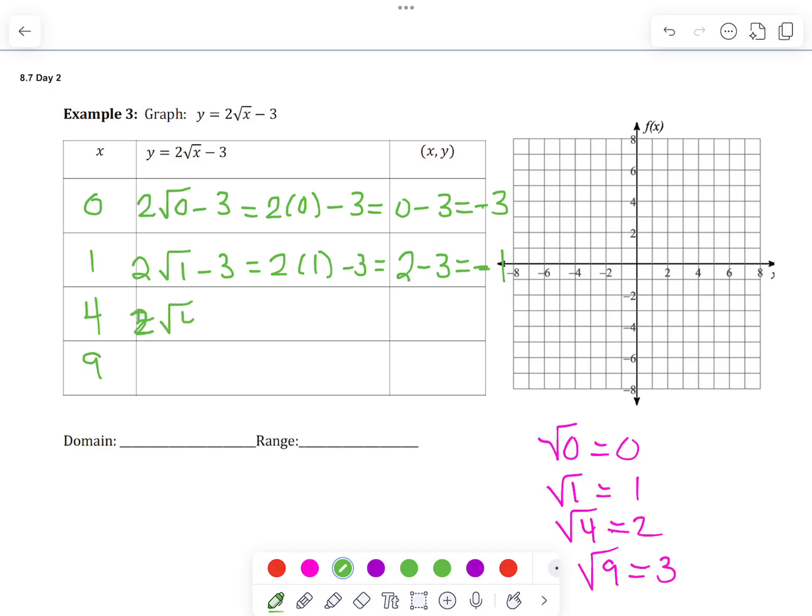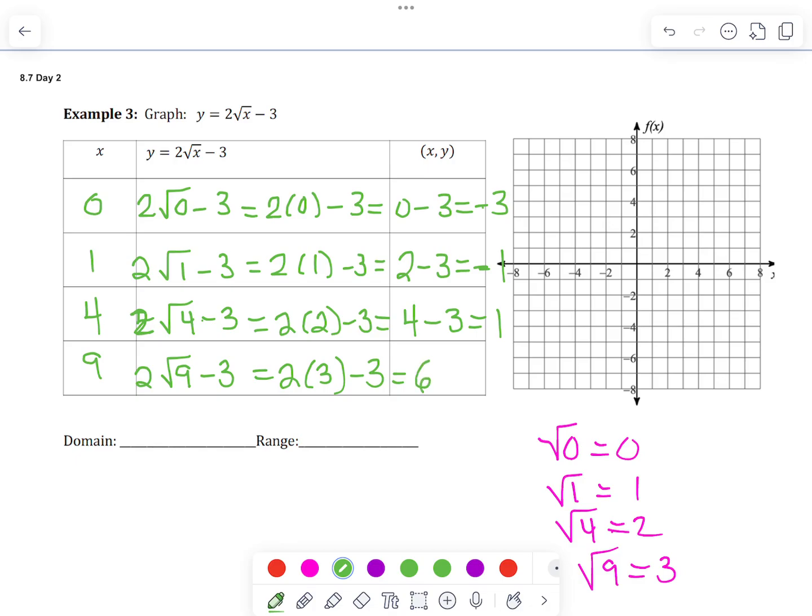2 square root of 4 minus 3. The square root of 4 is 2. 2 times 2 is 4. Minus 3 is 1. 2 square root of 9 minus 3. The square root of 9 is 3. 2 times 3 is 6. Minus 3 is 3. So let's go ahead and graph it.